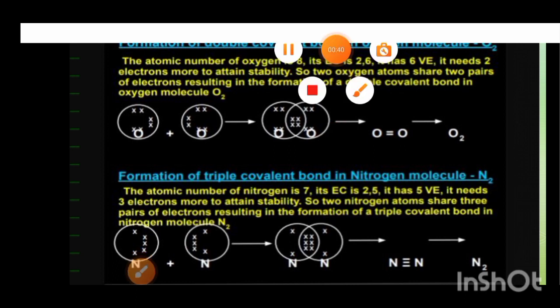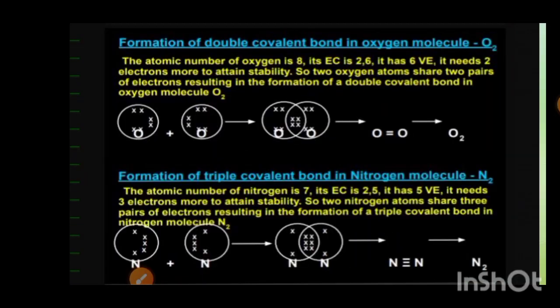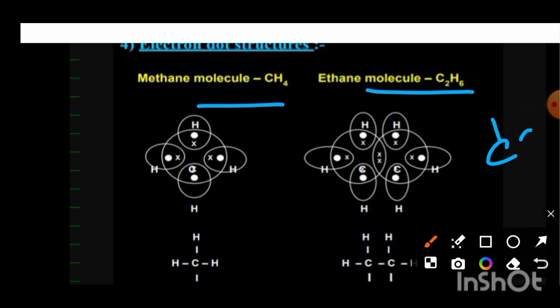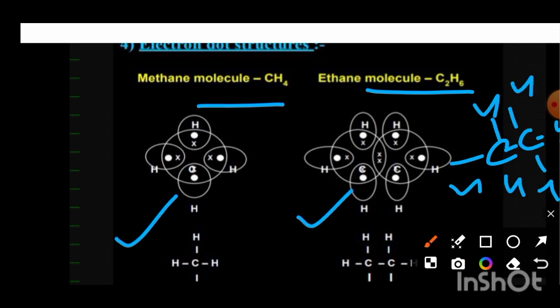Now see the next slide. Electron dot structures of the methane molecule and the ethane molecule. Carbon is tetravalent, so it forms bonds with hydrogen atoms. Now this is the methane molecule, its Lewis dot structure, and the ethane molecule. Always remember carbon is tetravalent.